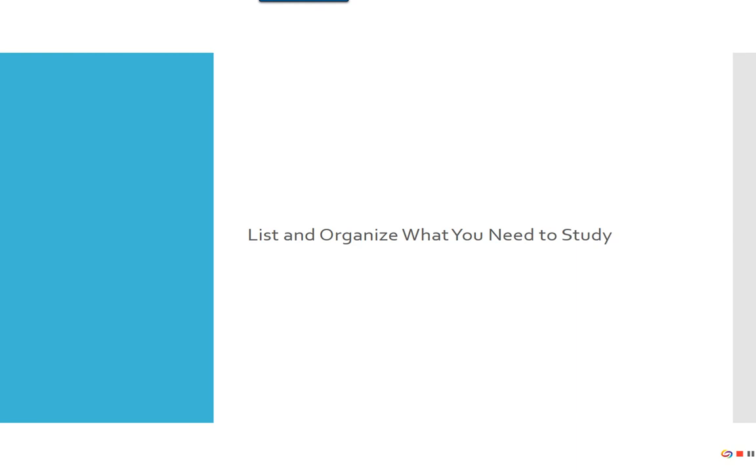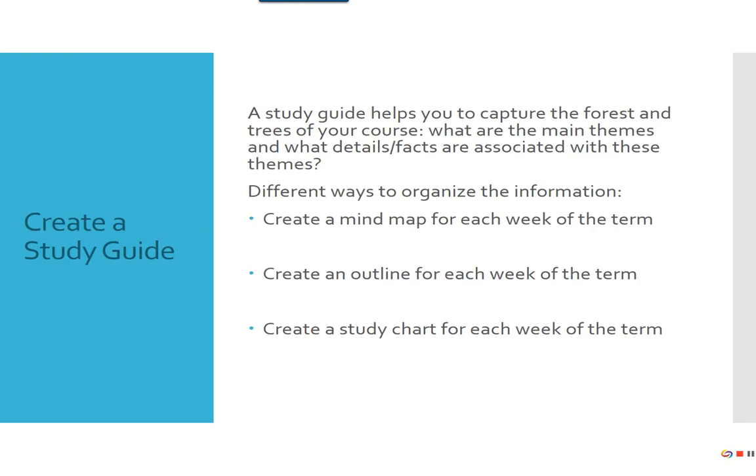First, let's talk about how to list and organize what you need to study. One way is to create what we call a study guide. A study guide helps you to capture the forest and the trees of the course. And by that I mean the main themes and the details and facts that are associated with these themes. Now there's lots of different ways to do this.